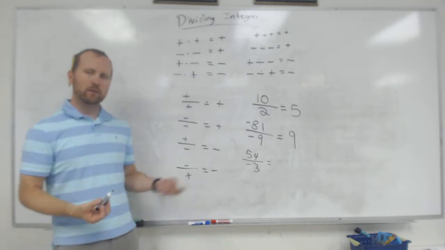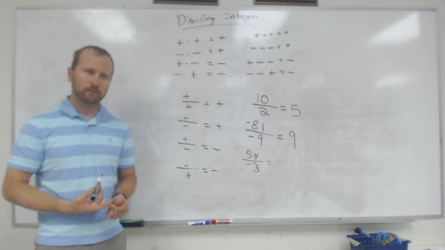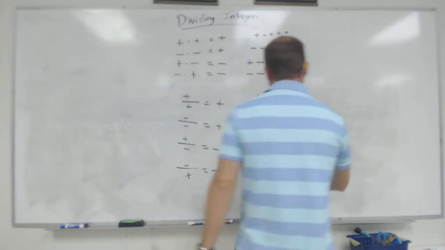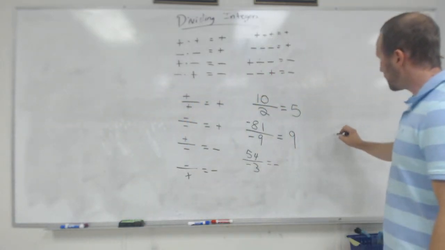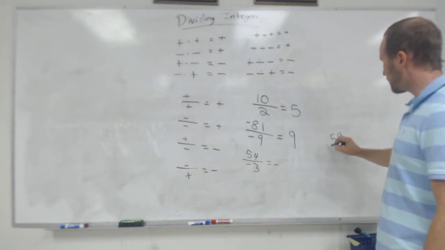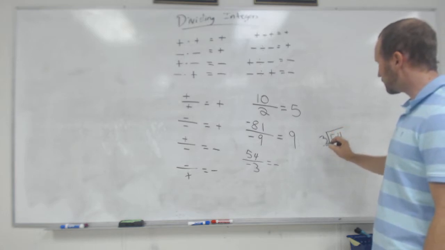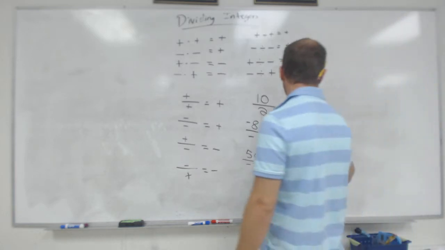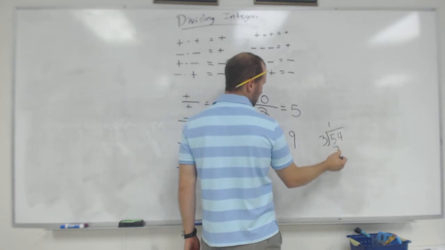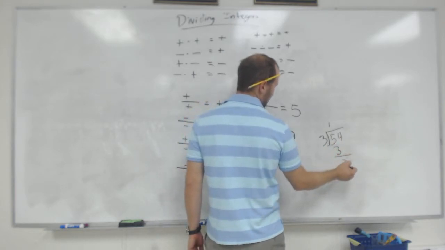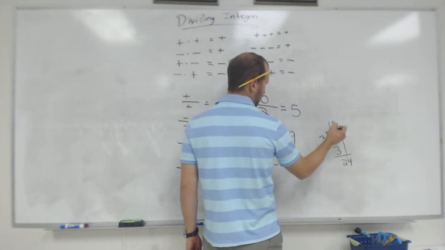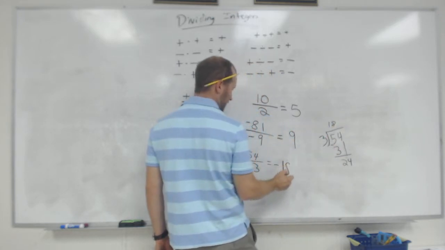Okay, what if I had something like positive 54 divided by negative 3? So for that one, you might want to do long division, right? Negative. So we know the answer is negative. Good. And then over on the side of my paper, I might do 54 divided by 3. 3 goes into 5 once, so that's 3, 2 remaining. So 3 goes into 24 8 times, so 24. So it's negative 18.